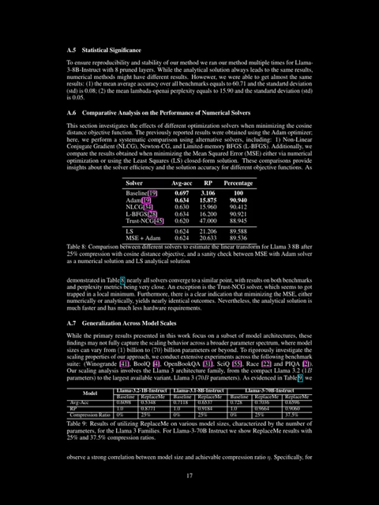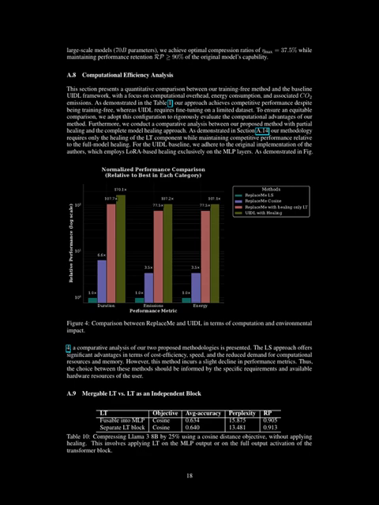Table 9: results of utilizing ReplaceMe on various model sizes, characterized by the number of parameters, for the Llama 3 families. For Llama 3 70B Instruct, we show ReplaceMe results with 25% and 37.5% compression ratios. We observe a strong correlation between model size and achievable compression ratio eta. Specifically, for the large-scale model with 70B parameters, we achieve optimal compression ratios of eta max equals 37.5% while maintaining performance retention RP greater than or equal to 90% of the original model's capability.